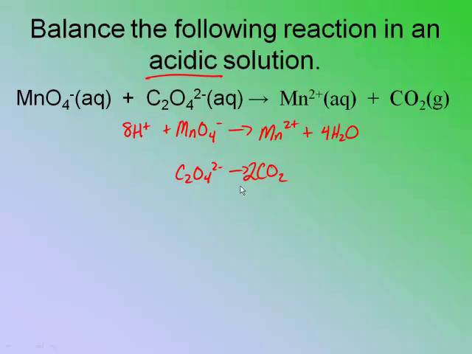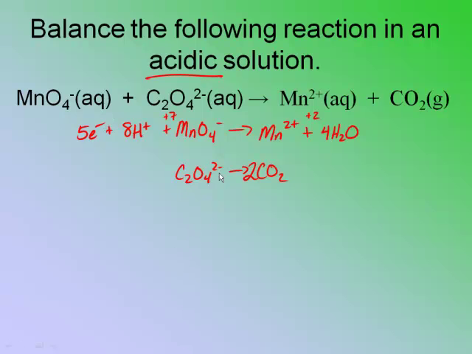Balance my charges by adding electrons to the more positive side. On the left, I have 8 H+ plus a negative. Well, 8 minus 1 is plus 7. I have a 2 plus here, a 0 here, so I have a plus 2 here. The more positive side is obviously the left. What's the difference? 5. 7 minus 2 is 5. So I add 5 electrons.